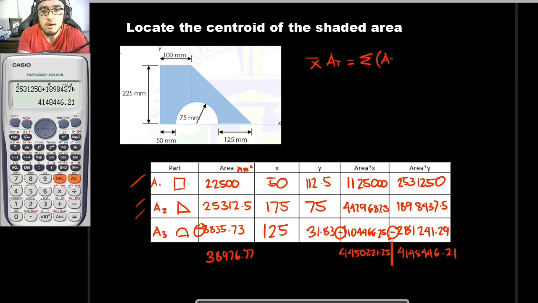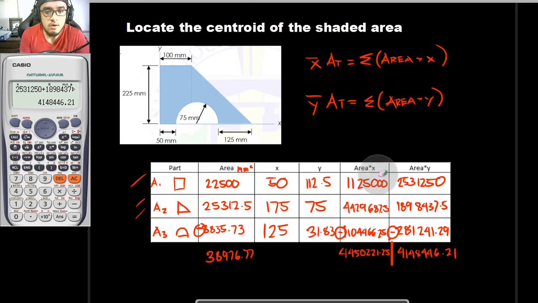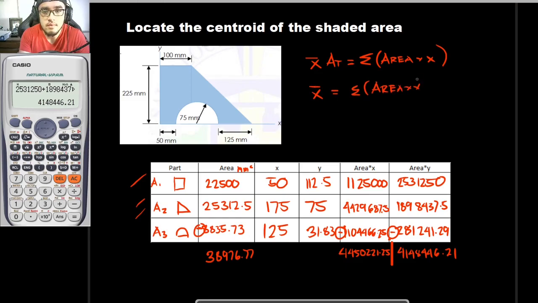So area times lever arm, so times x. And to get the value of bar y, bar y times the total area is the summation of area and y. And if we are only concerned with bar x, bar x is equal to the summation of area times x divided by the total area.